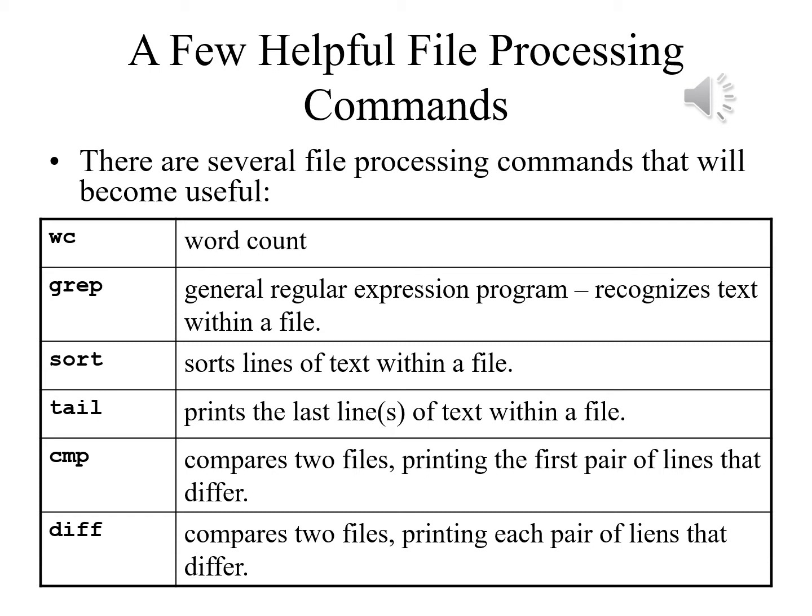Sort will sort lines of text within a file. Tail prints the last 5 lines of text or whatever number of lines you specify, if you specify it. Compare compares 2 files, printing the first pair of lines that differ. Diff compares 2 files and prints each pair of lines that differ.